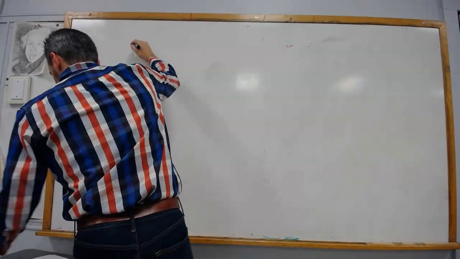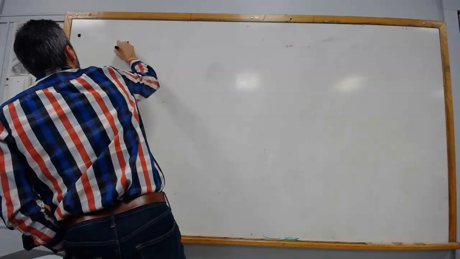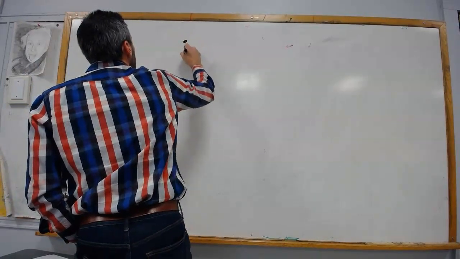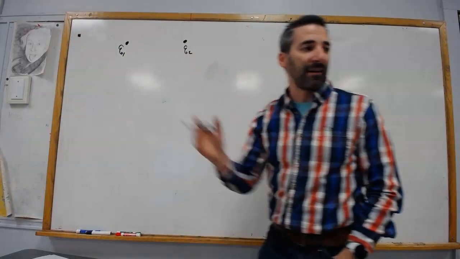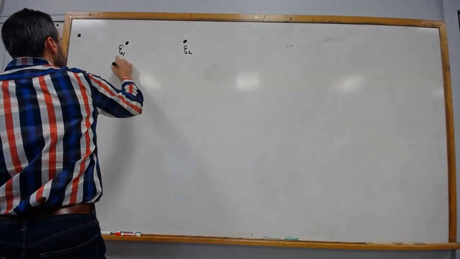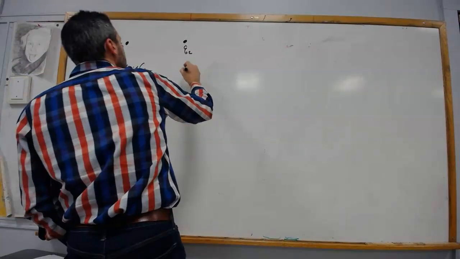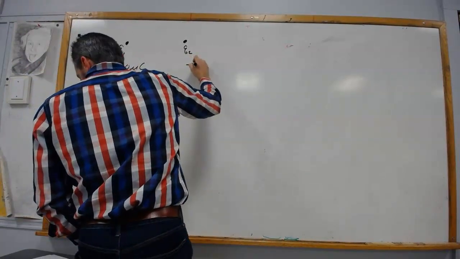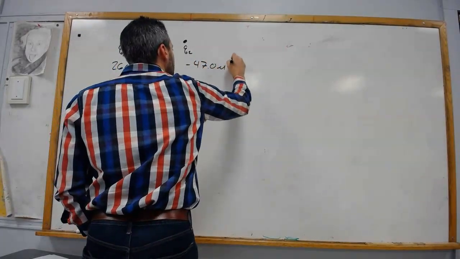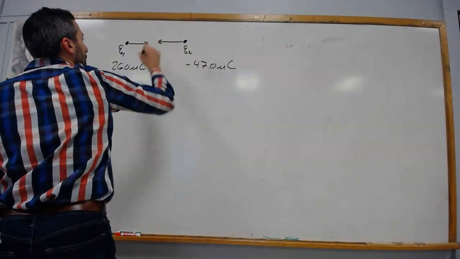So I'm now looking at our given information. I've got a Q1. I've got a charge 2. It doesn't tell me the orientation, but I have to have them obviously linear apart. They told me the charge of Q1 was 26.0 microcoulombs. They told me the charge of Q2 was negative 47.0 microcoulombs. Positive and negative, I know there's going to be an attractive force between those two.